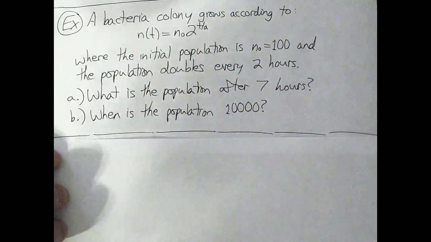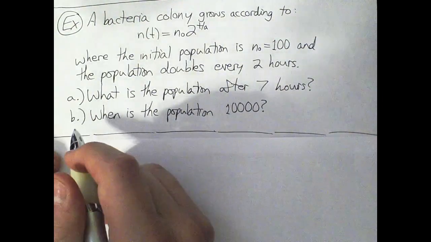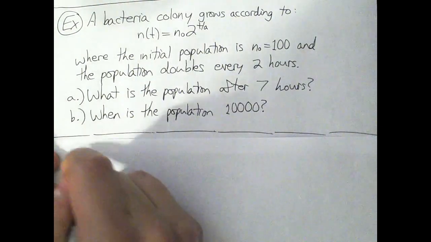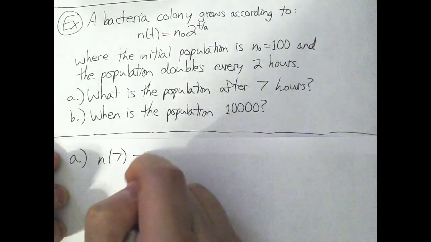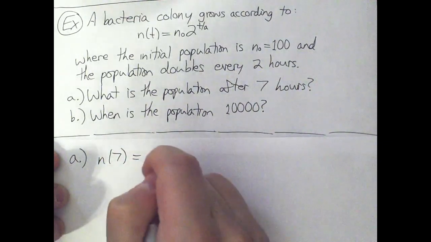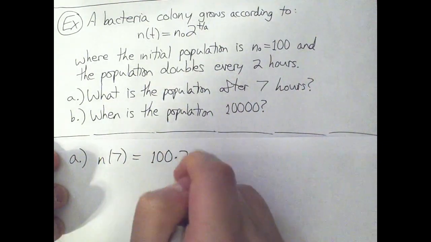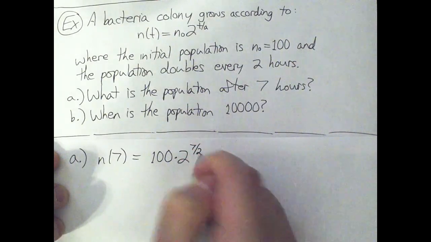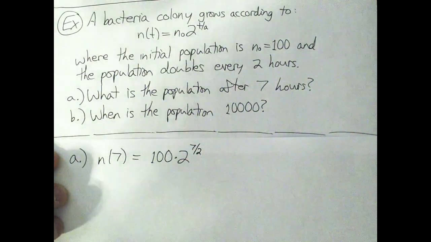Okay, so we imagine this is growing according to a simple growth model, and part A is really just asking us to find n of 7, right? It says, what's the population after 7 hours? So n of 7 is going to be 100 times 2 to the 7 over 2. Whatever this equals, that's going to be our answer.